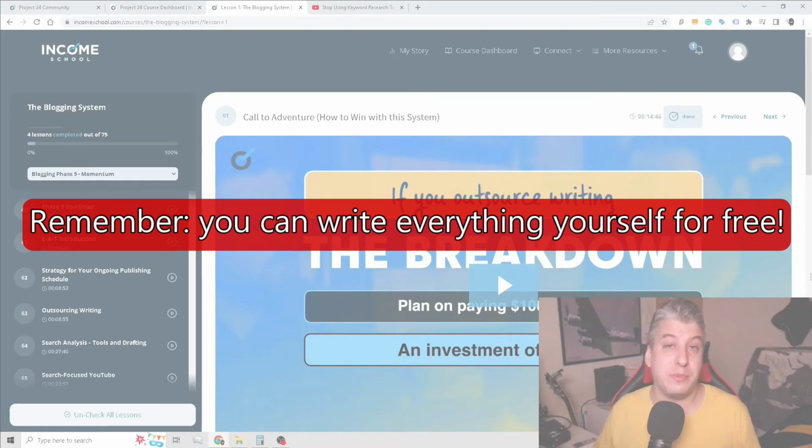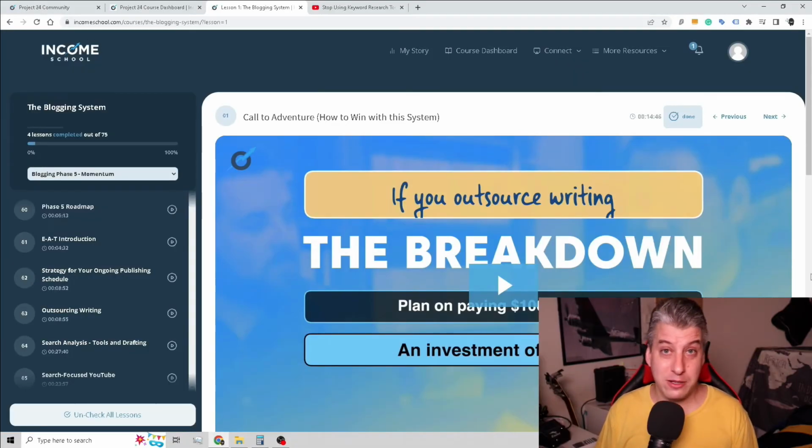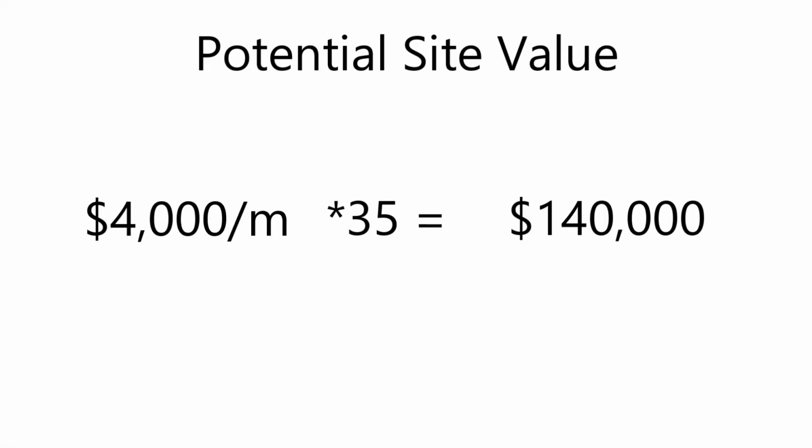It also talks about the possible gains. I mean, if you were earning $4,000, a full-time income, as they say in Project 24, $4,000 a month, that site could be worth over $100,000.